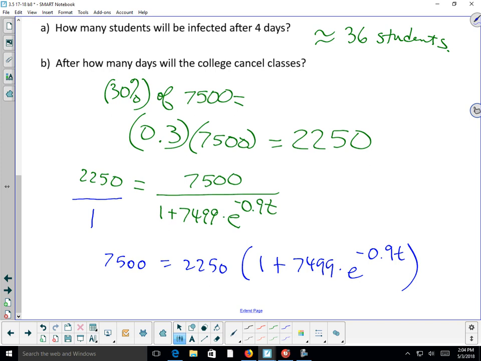What's going to be our next step in solving? What should we do next? Aaron?